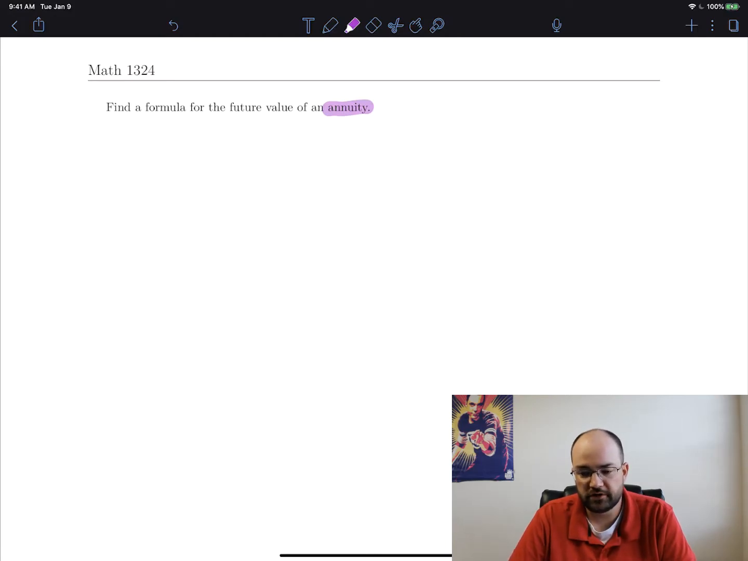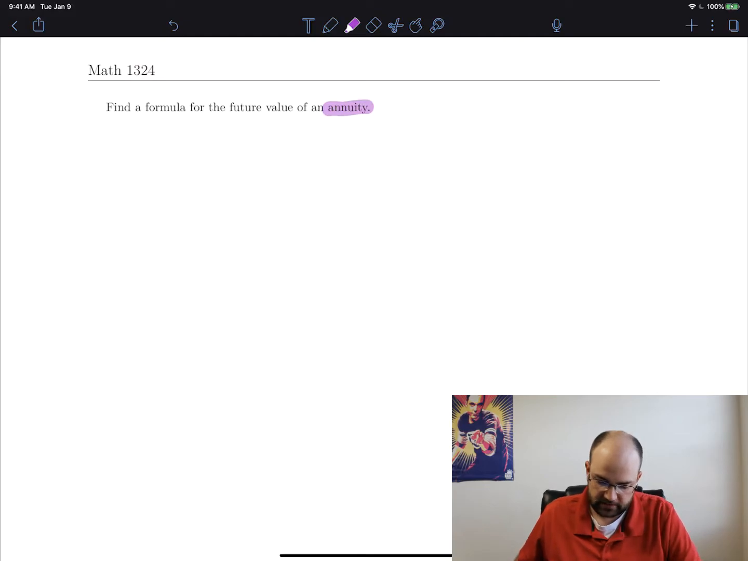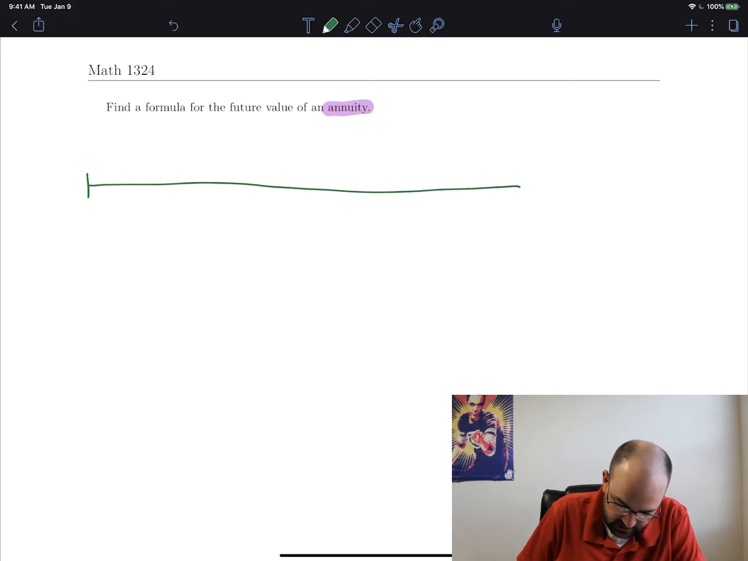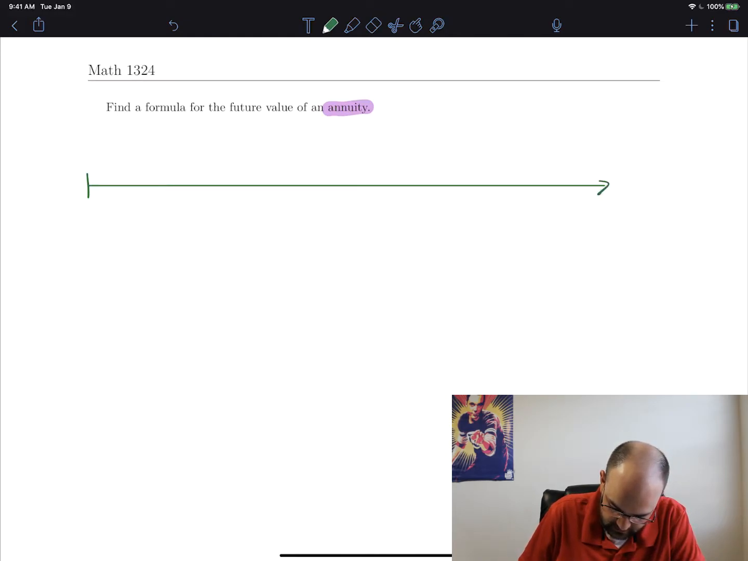And so notice that we're going to have to take into account each individual payment because we're going to basically use compound interest a lot here. And so we need to find some formula to represent that future value. And so let's go ahead and look at that. So let's say we have this as a timeline. So I'm going to label these.